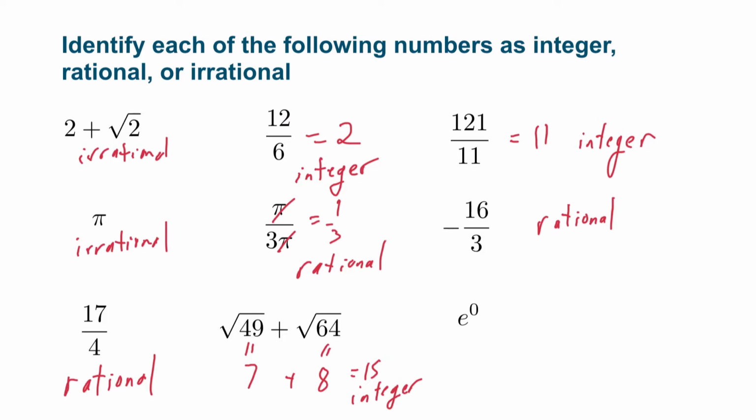As our last example, we'll look at e to the 0th power. Now, e is an example of an irrational number. But e to the 0 is something simpler. Recall that a to the 0 is equal to 1 for all a. So this is equal to 1, and hence an integer. So when evaluating whether a given number is integer, rational, or irrational, one has to do all relevant simplifications to make sure that there's no hidden tricks we're not seeing.